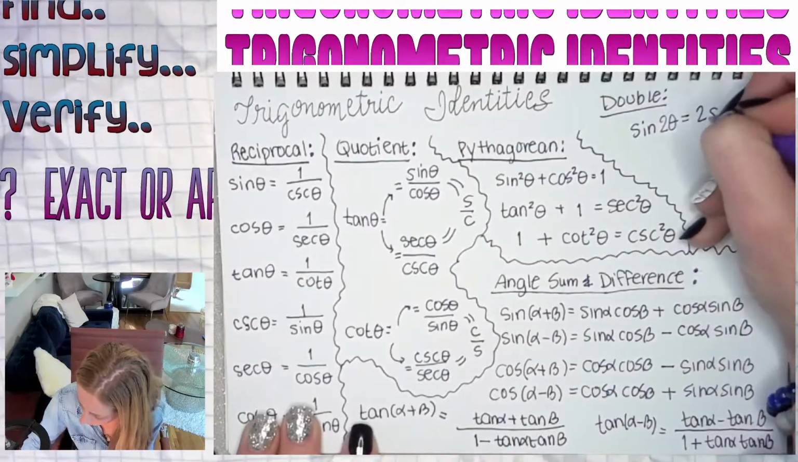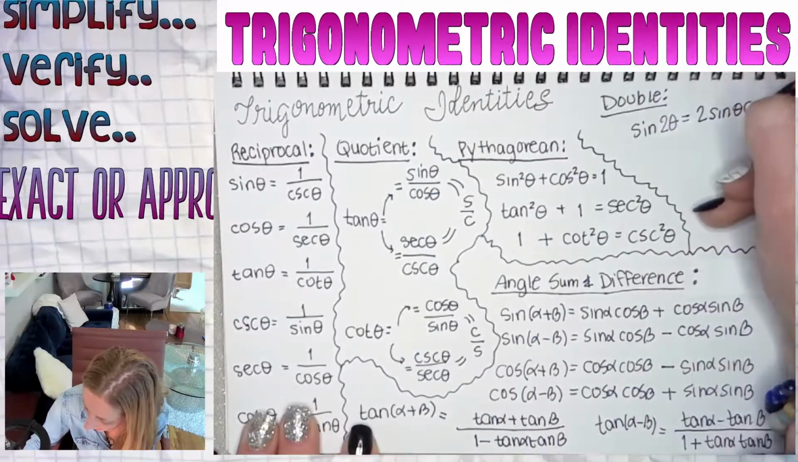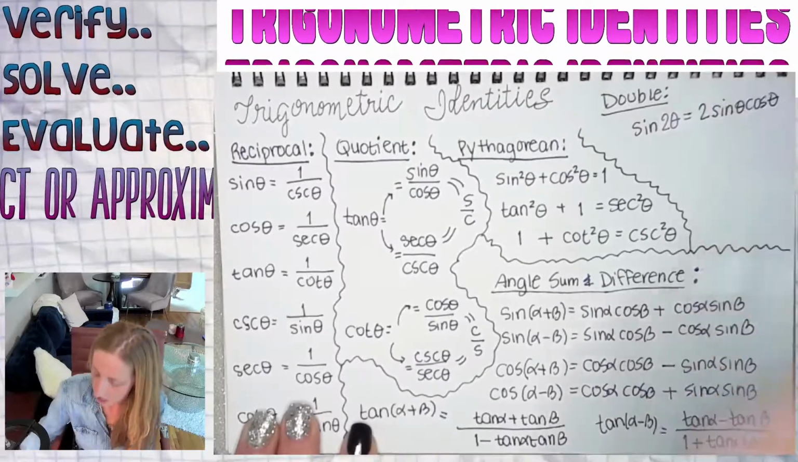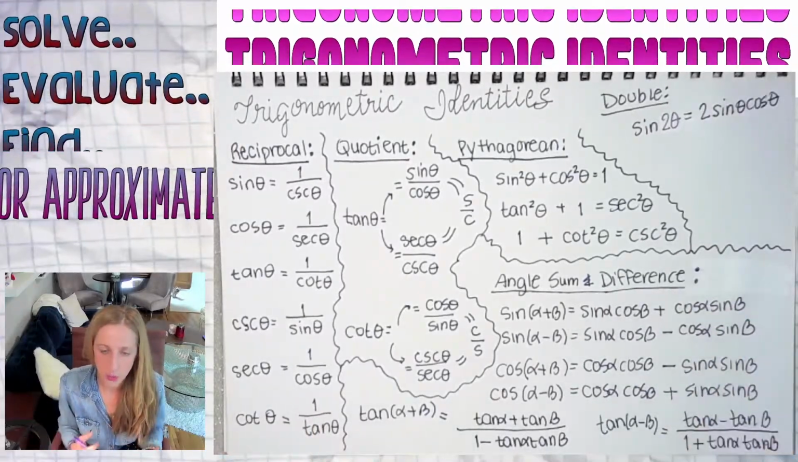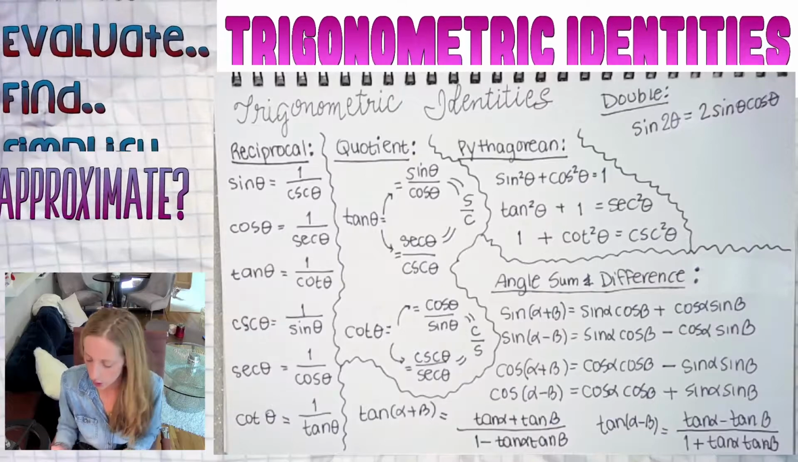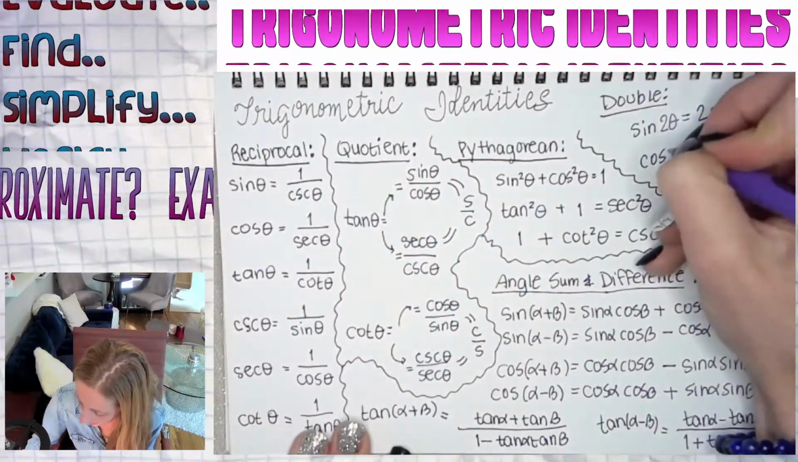That is 2 sine theta, cosine theta. That is an identity, a rule, a formula. All of these things are things you could swap one thing out for the other. They're equal.